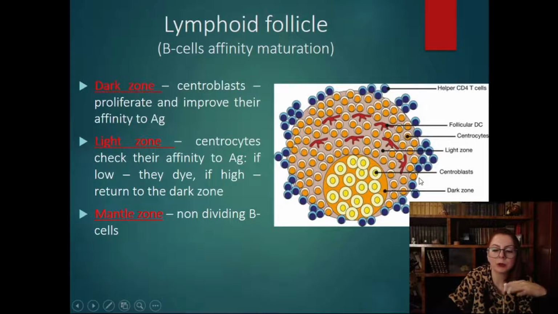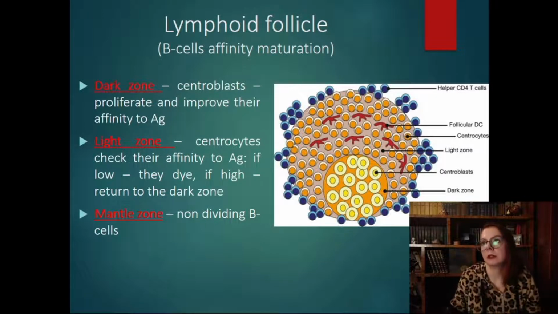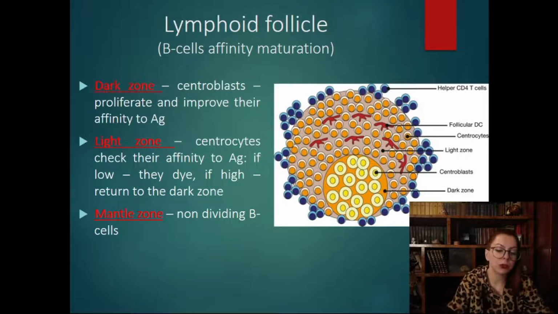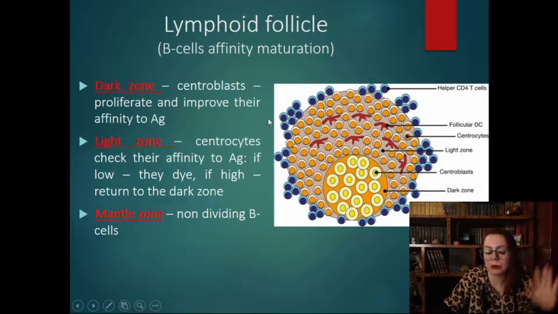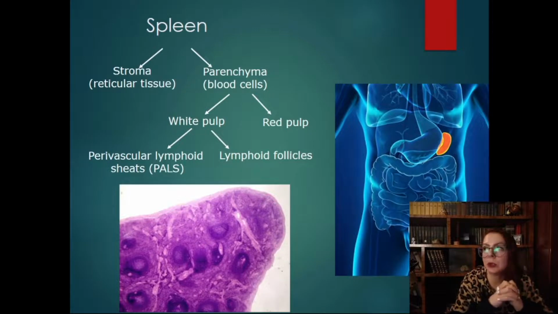And also there is a mantle zone. In the mantle zone there are resting B cells. They do not divide because they are not involved in the reaction against these particular antigens. So these are naive B cells. Okay, that's what we had to know about the lymph node.